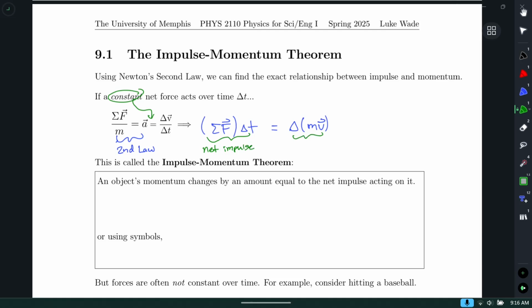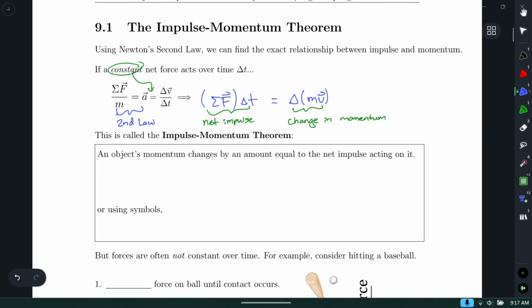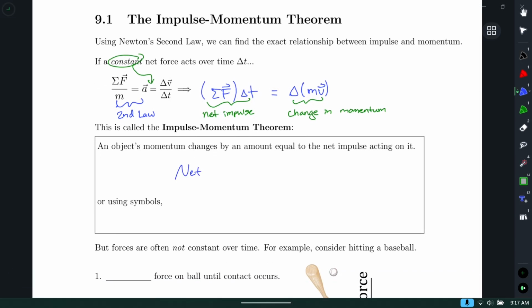And what about on the right-hand side? Change of momentum. Yep. Change in momentum. So now those will be our working quantities, net impulse and the change in momentum, and they are related by this. This is just a statement similar to work energy of you give something momentum by exerting an impulse on it. You take away that momentum by an impulse acting in the opposite direction. So the net impulse equals the change in momentum.